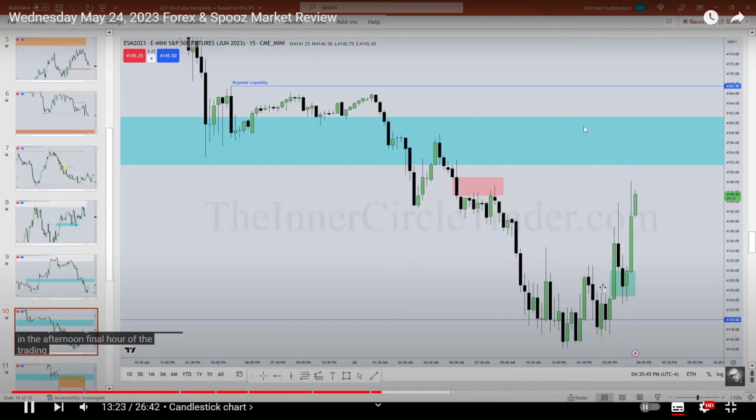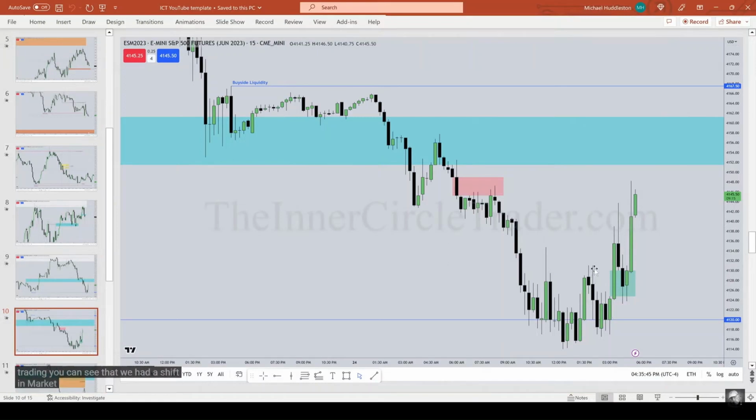In the final hour of trading, you can see that we had a shift in market structure here, and price came back down into a bullish fair value gap. This is a buy side imbalance, sell side inefficiency, and order block. Then we started to see price rally back up into this fair value gap, but more specifically, into the opening range gap. And I'll show you what that is.